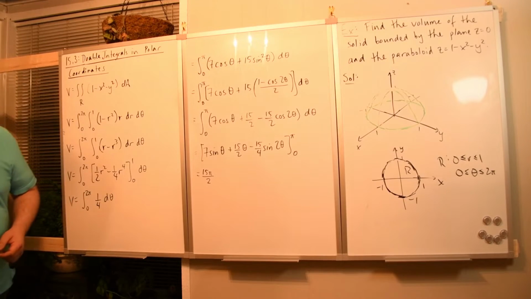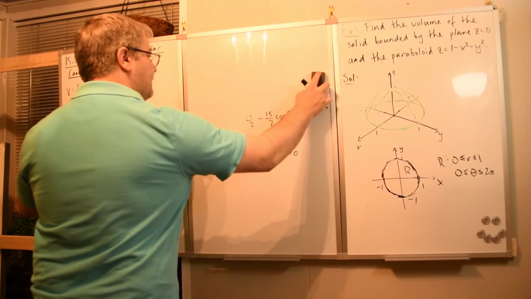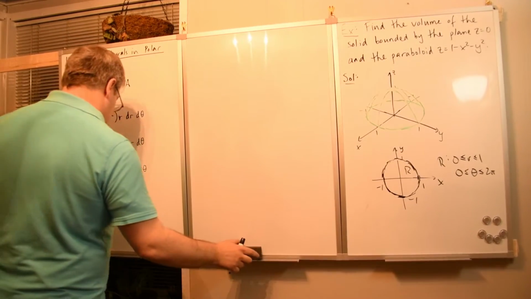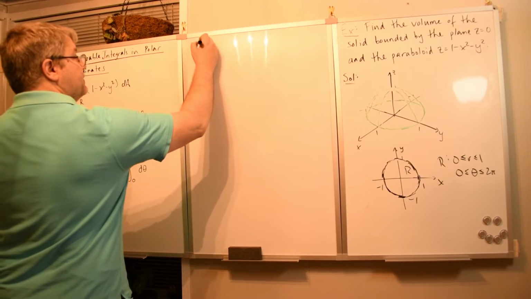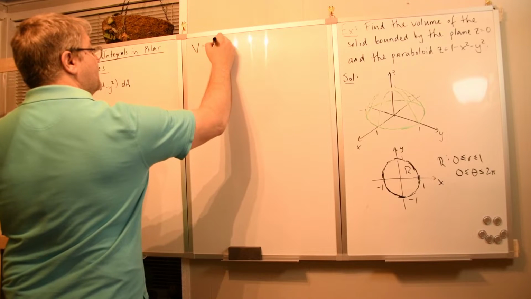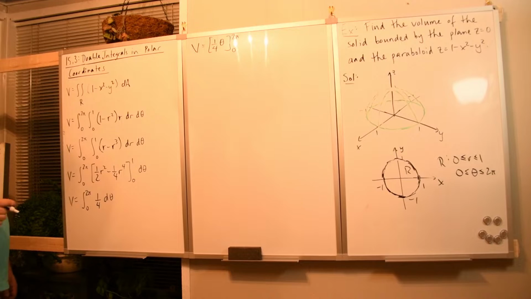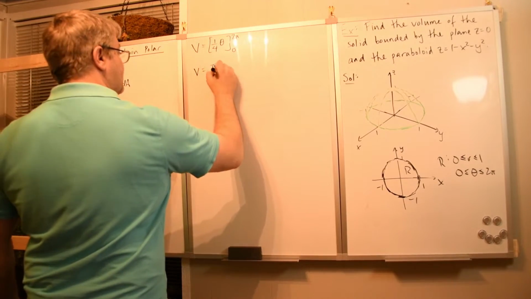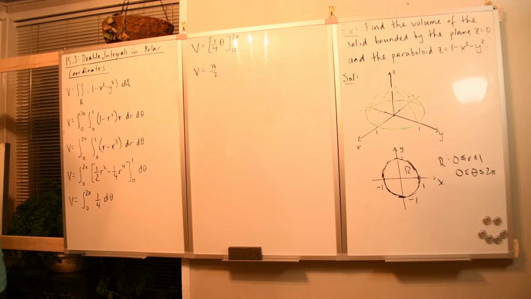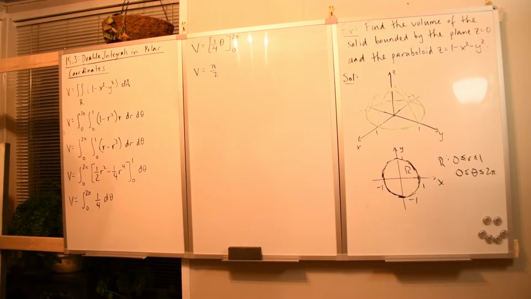So our last bit here is to integrate this 1/4 with respect to theta. And that will give us V is equal to 1/4 theta, taken from 0 to 2 pi. Plug in the 2 pi for theta, 1/4 times 2 pi gives you pi over 2. So the volume of that solid will be pi over 2 cubic units.